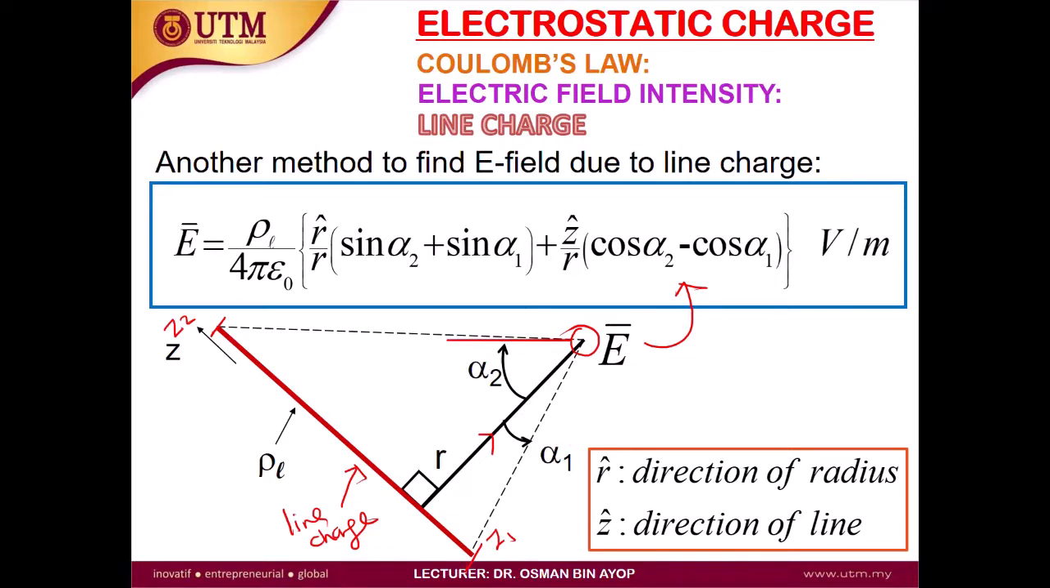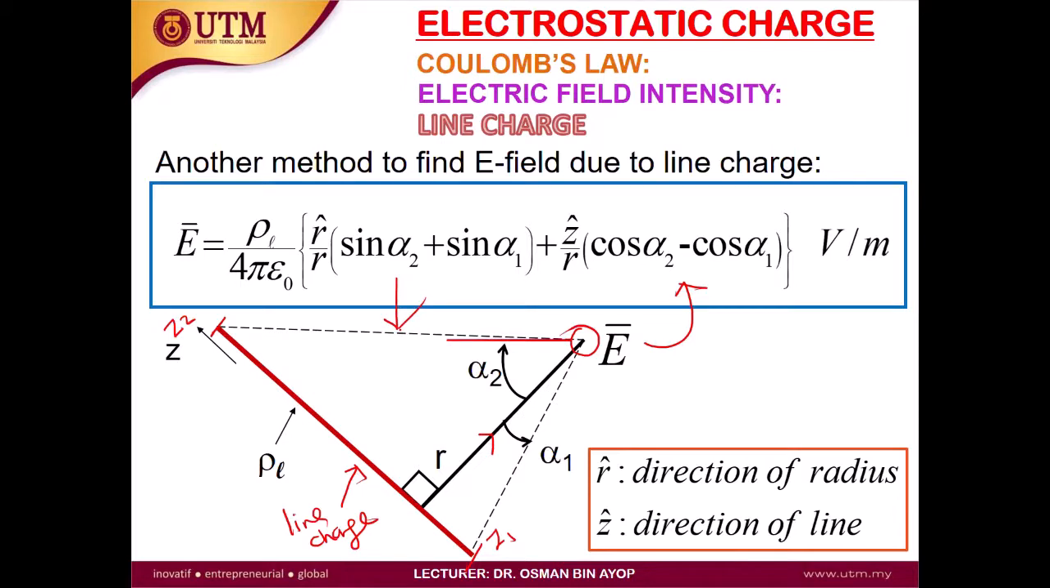So the E field here can be simplified to these expressions. E equals rho L divided by 4 pi epsilon naught, in brackets vector R divided by R, and then in brackets sin alpha 2 plus sin alpha 1, plus Z divided by R, cos alpha 2 minus cos alpha 1, in brackets. So from this expression, you have to understand how to relate it with this figure.